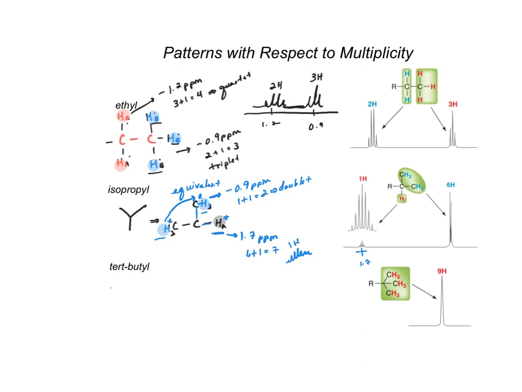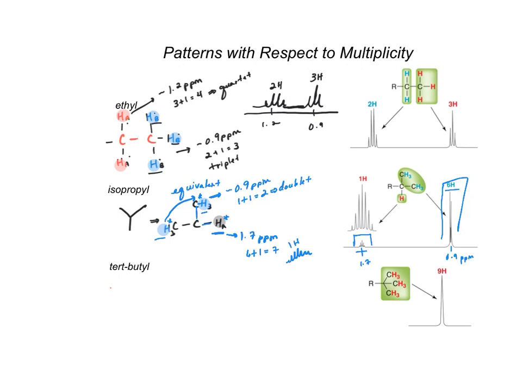And that's going to be downfield of a doublet that integrates to 6 protons at about 0.9 parts per million, right? So a tiny little septet that is downfield of a doublet is a really big indicator that you're dealing with an isopropyl group.